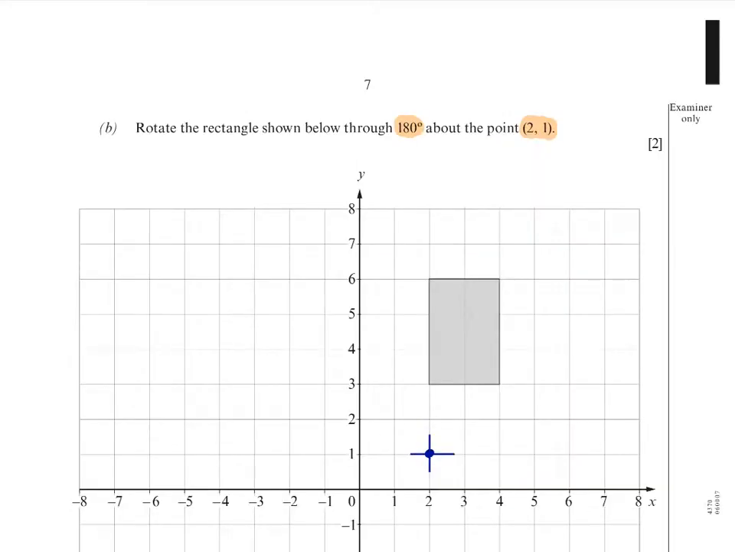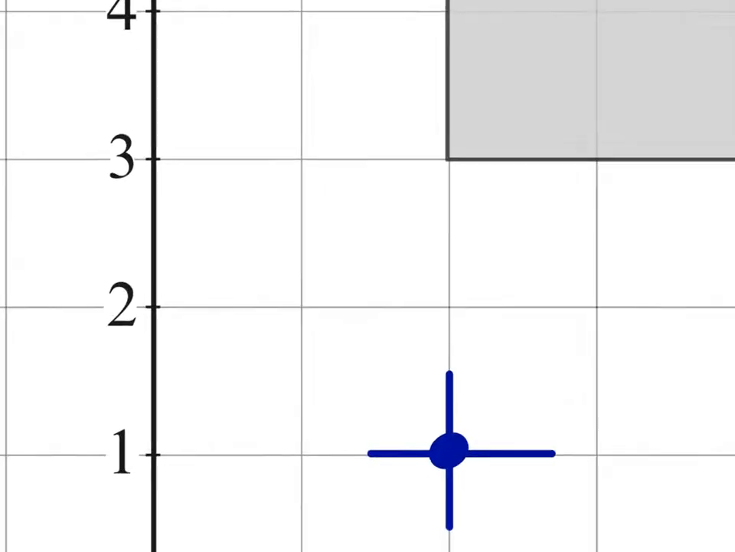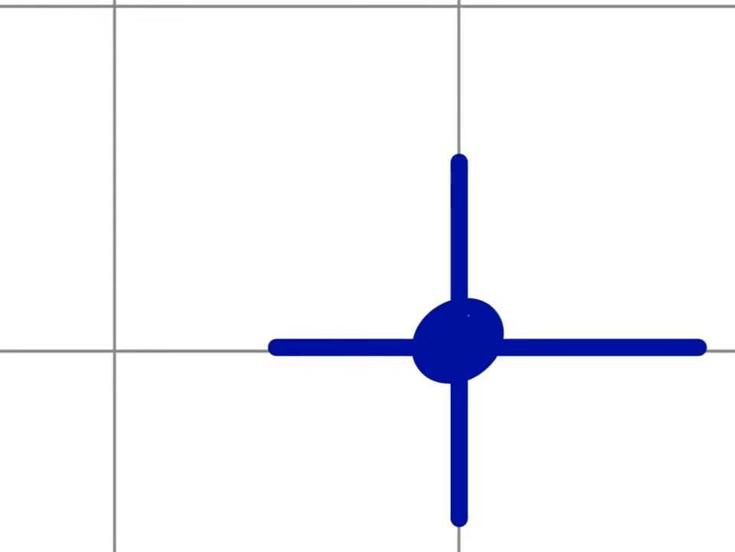So the important point being 2, 1. You need to plot that. So that means across the corridor to 2, up to 1. Make sure you draw your crosshair because that will automatically split things into 90, 180, 270, or 360. That would be going clockwise, so anti-clockwise, this would be 90, 180, 270, 360.